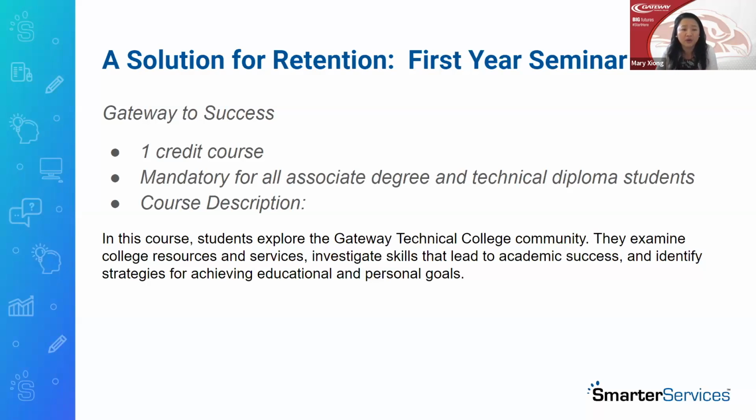Well, knowing all that we knew about our students, that they were probably not as academically prepared as we would like them to be, we felt that a Gateway to Success course, which is our first year seminar course, would help our students explore the college a little bit further, meaning resources and services, as well as think about their academic success. What skills do they need to identify in order to achieve their educational and personal goals? So this is a mandatory 1-credit course. And I say that again, because I think that's what really helped to make our students successful with the Smarter Measures assessment, which really created a bigger sample of that.